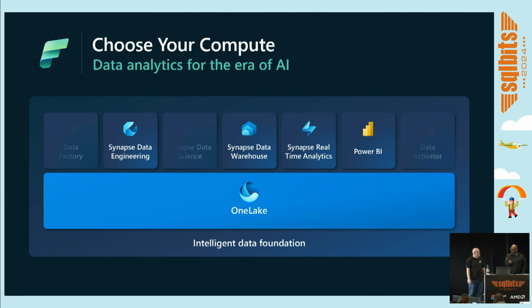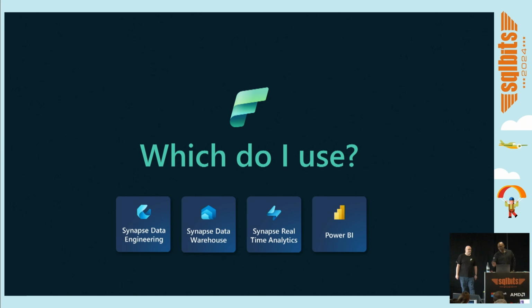Power BI is an analytical engine. It's Analysis Services, the heart of Power BI. It's a tabular model, that's the data set, the semantic model. So which one do you use, and how do you make that decision?